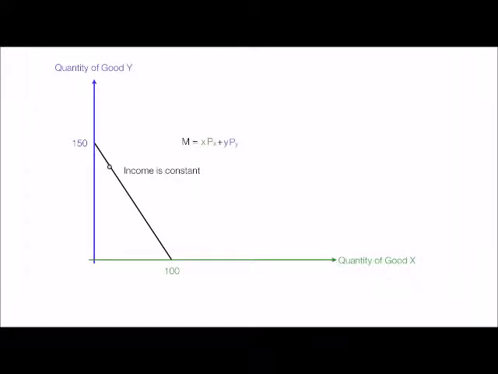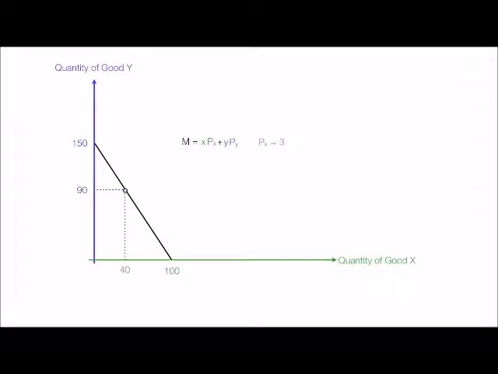Anywhere along the budget line, income is constant. So anywhere along this line, income is going to be equal to 300. At this point, the consumer consumes 40 X and 90 Y.